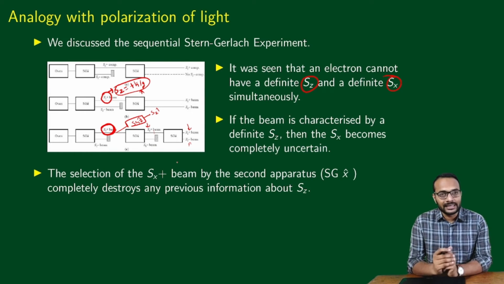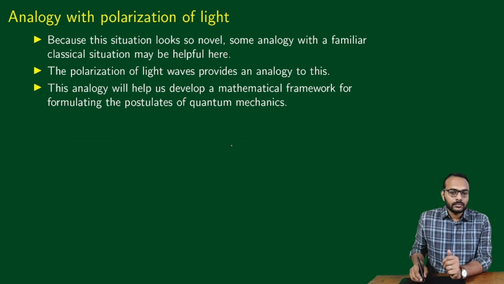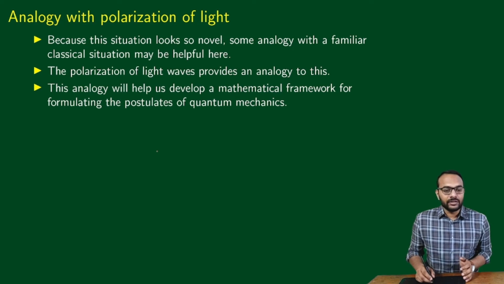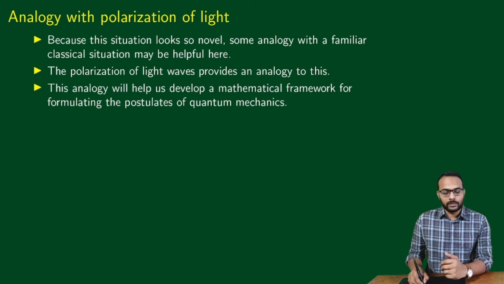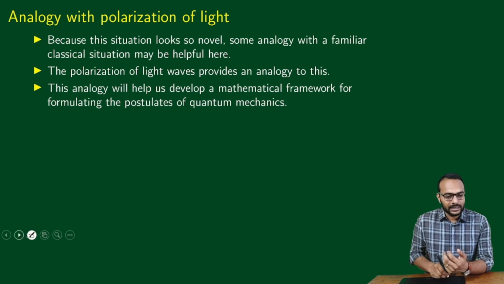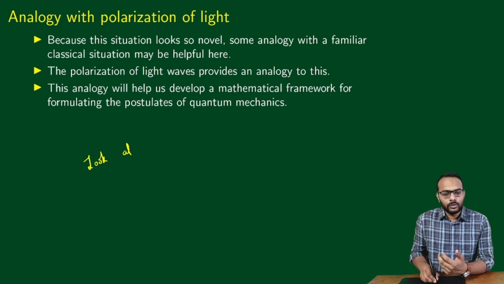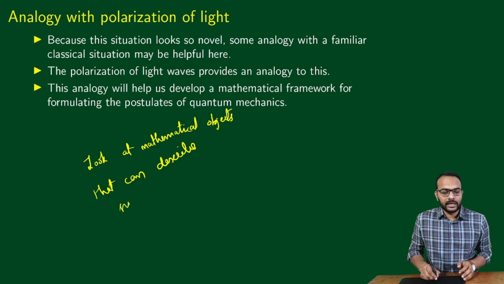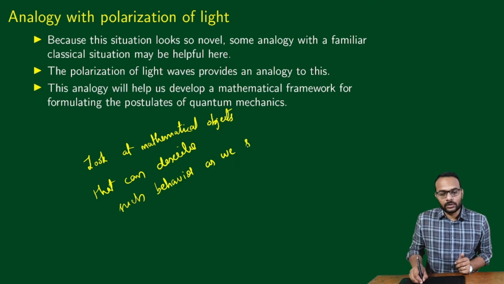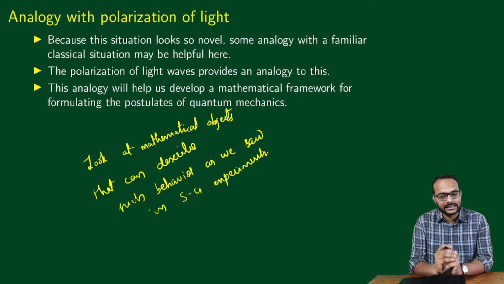Now, a similar kind of thing is happening in the case of polarization. Let's look at that. Because this situation looks so different, some analogy with a familiar classical situation may be helpful here. The polarization of light waves provides an analogy to this. This analogy will help us develop a mathematical framework for formulating the postulates of quantum mechanics. So basically, our aim here is to look at mathematical objects that can describe such behavior as we saw in the Stern-Gerlach experiments. We need to look for mathematical objects which can describe the kinds of things that are going on in the quantum mechanical world.